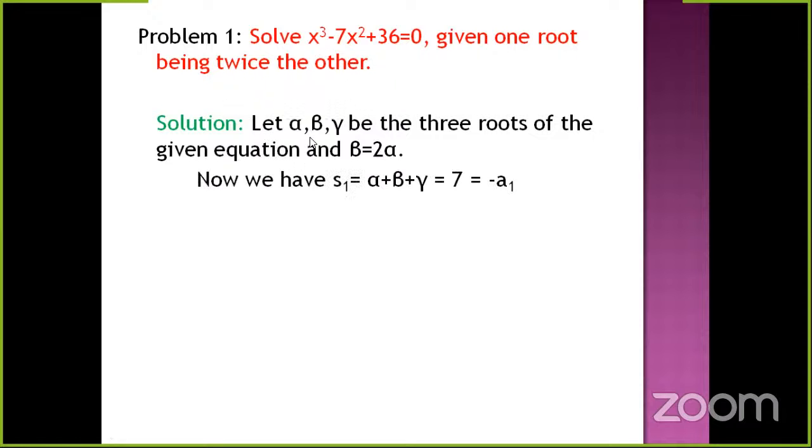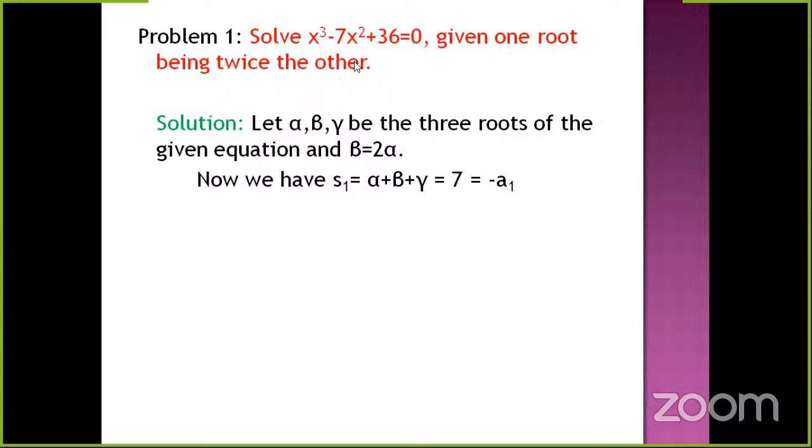So see here, let alpha, beta, gamma be the roots. Here the equation is x^3 minus 7x^2 plus 3x is equal to 0. So I should solve this cubic polynomial, and what they have given is one root being twice the other. Since it is a cubic polynomial, I am taking alpha, beta and gamma as the three roots of that polynomial equation. And what they have given is that one root is twice the other. So I am considering that one root as beta. So beta is 2 times the other, alpha. So beta is equal to 2 alpha.